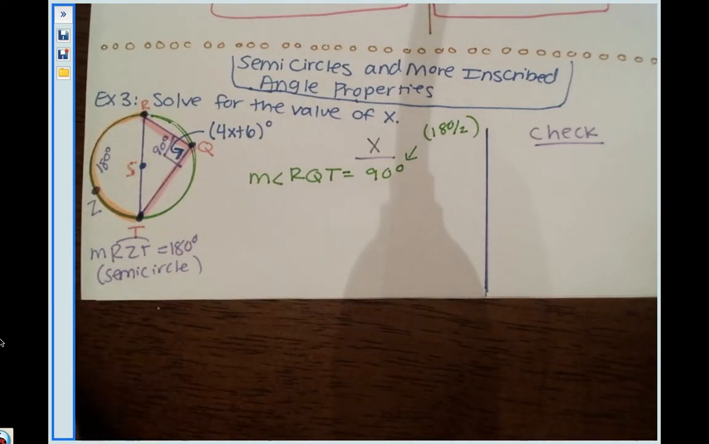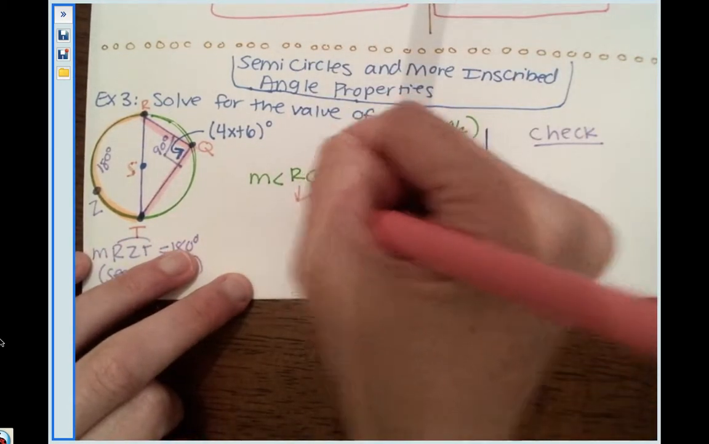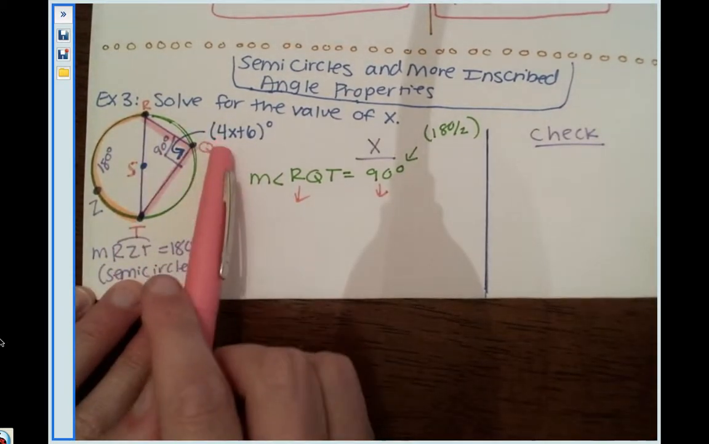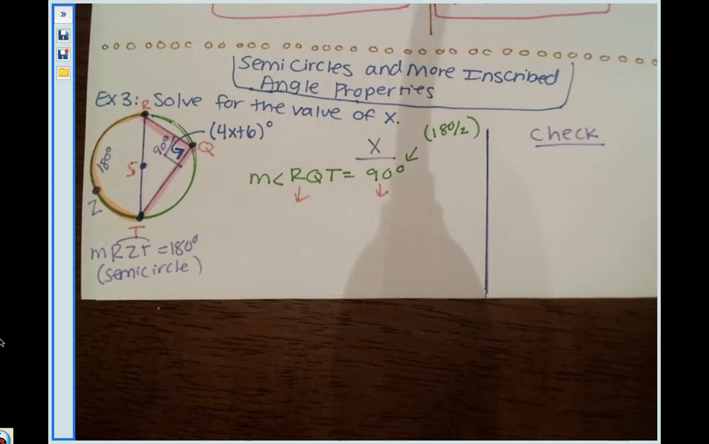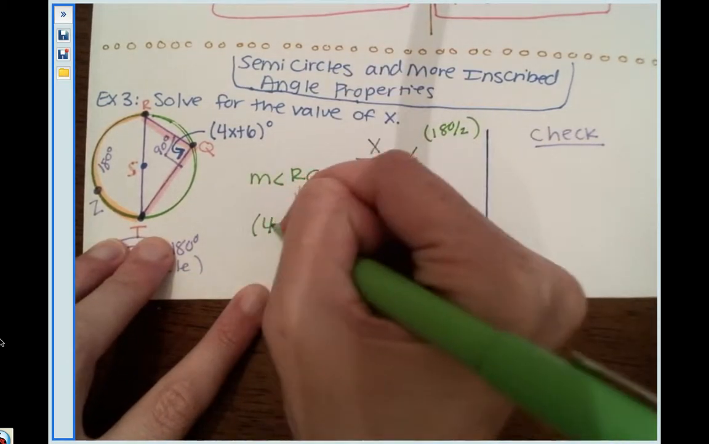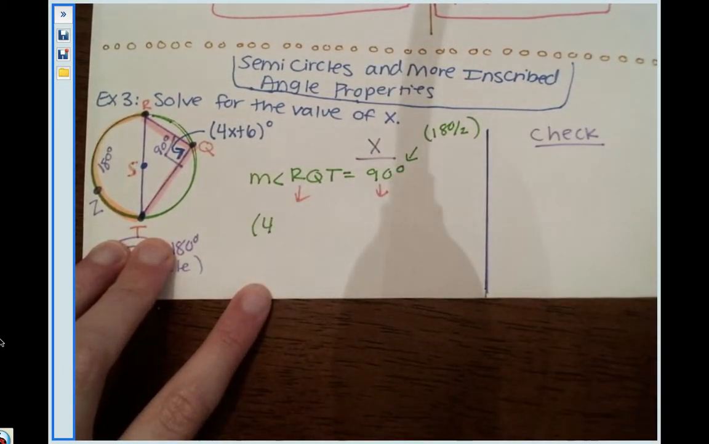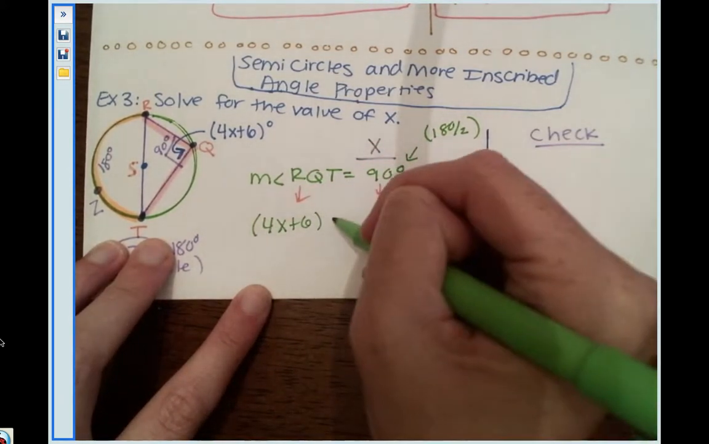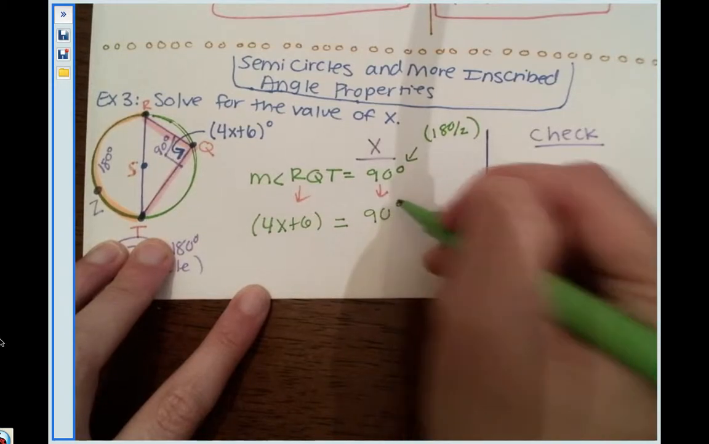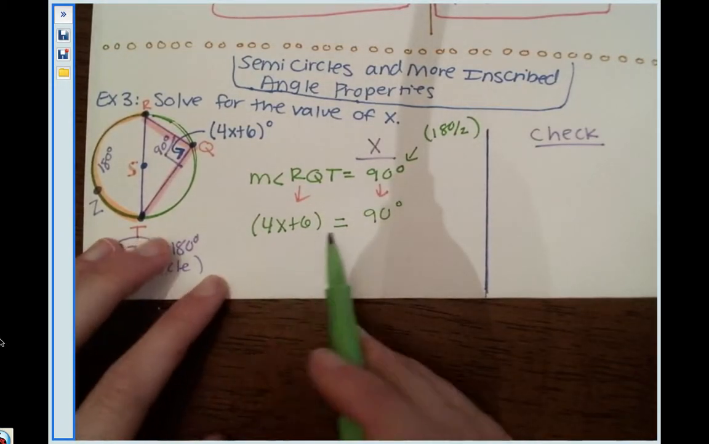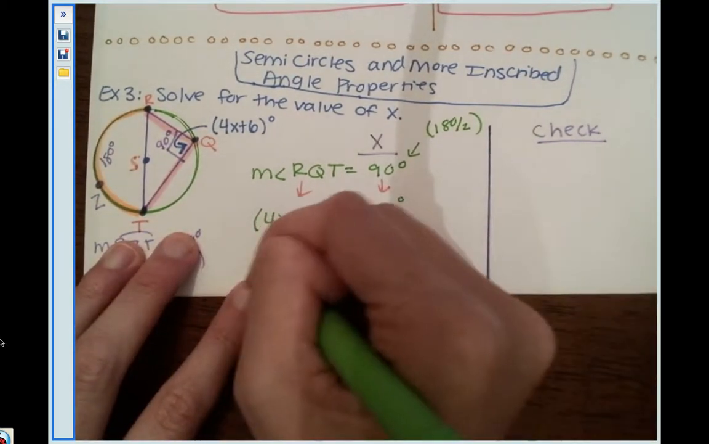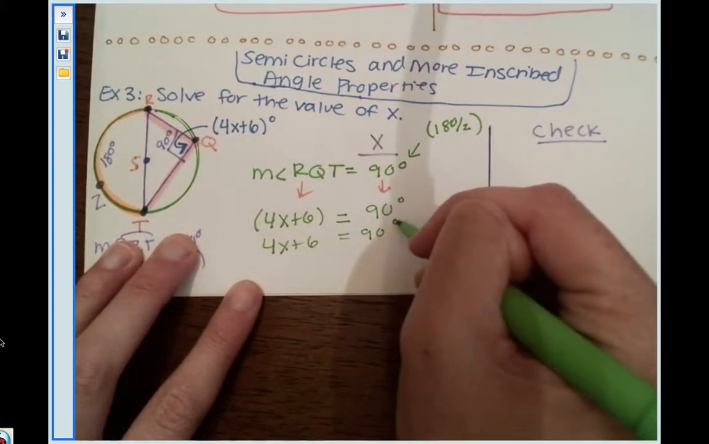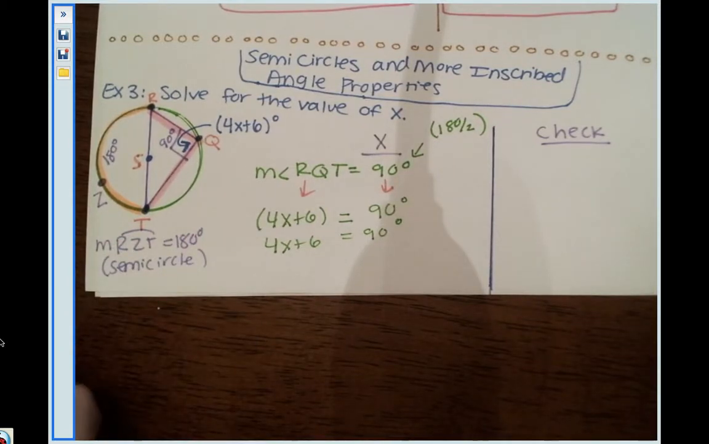All right, guys, let's start filling in our values to solve. So the measure of angle RQT is 4x plus 6, which actually you don't really need the parentheses. I'm going to start with them, but I'm going to instantly drop them because you don't really need them. 4x plus 6 equals 90 degrees. All right, let's solve this for x.